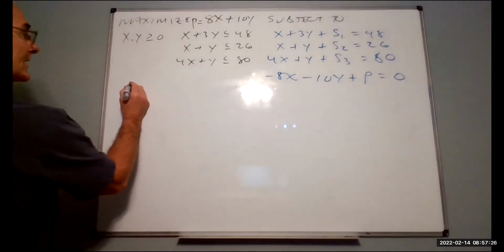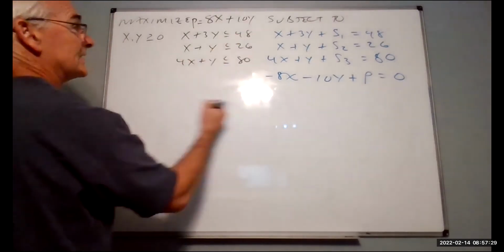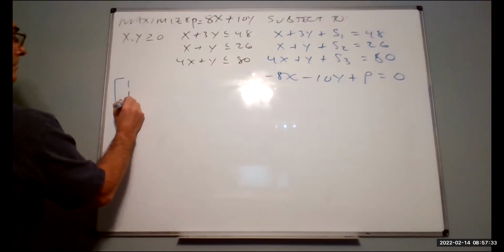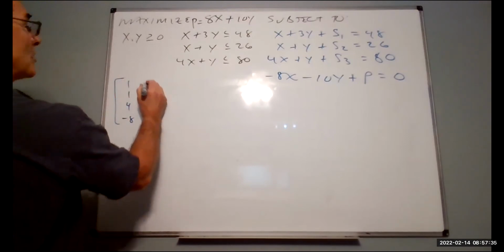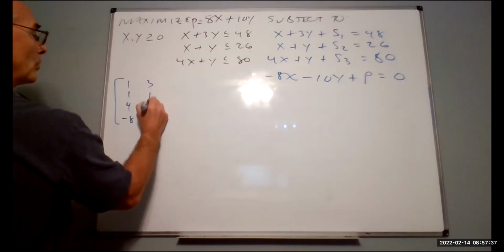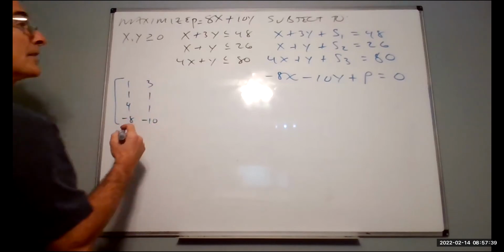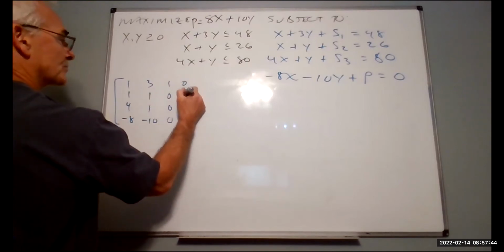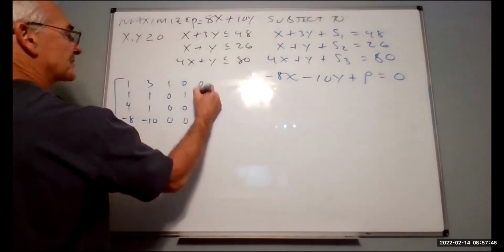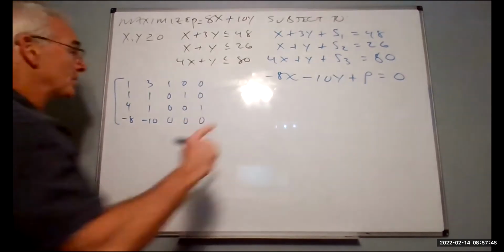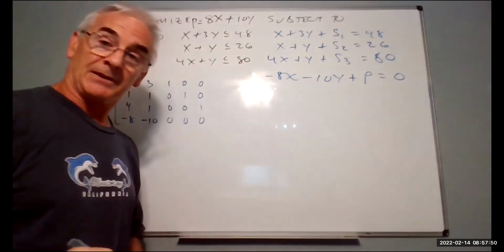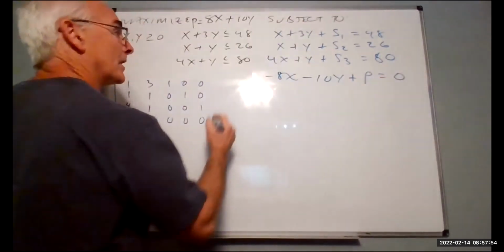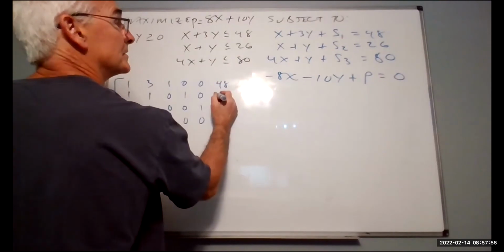So the matrix will look like this. The first column will be the x's: 1, 1, 4, negative 8. Second column, the y's: 3, 1, 1, negative 10. The next column, the S1s. Well, there's only the 1. Then the S2s. Well, there's only the 1. Then the S3s. There's only the 1. And then the last column, there's not going to be a separate variable for the p, because this value here will end up being the p every time. So the last one's going to be those constants.